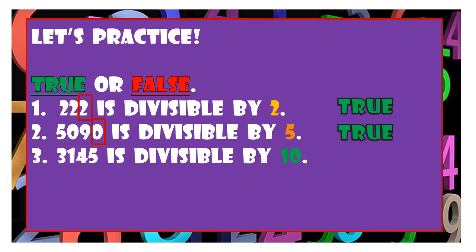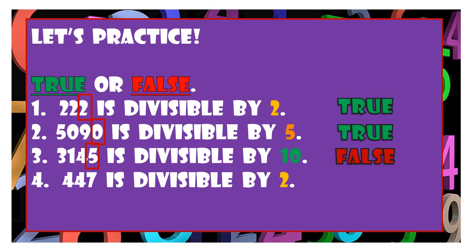3,145 is divisible by 10. Is it true or false? False. Why? Because the last digit of 3,145 is 5. So, according to the rule, a number is divisible by 10 if the last digit is 0. So, kapag ang number ay nagtatapos sa digit na 0, nangangahulugan na divisible by 10. Kaya lang dito sa number na to na 3,145, hindi naman nagtatapos ang digit niya sa 0. So, hindi divisible by 10.